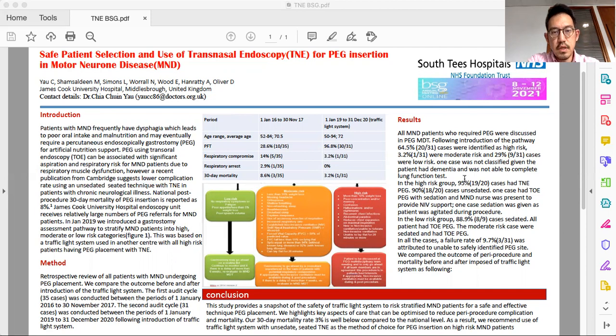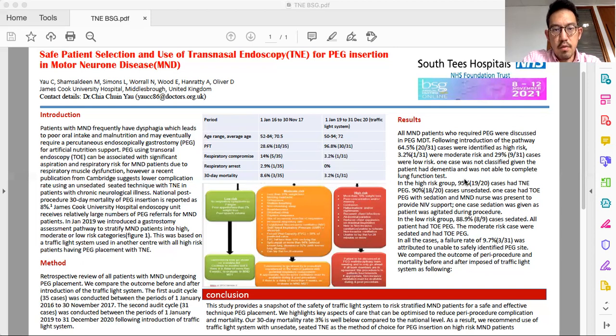In the high-risk group, 95% of the patients had TNE PEG insertion, with 90% of cases unsedated. One case had transoral PEG with sedation, and an MND nurse was present to provide NIV support. All the moderate and low risk group had transoral endoscopy, and most of them were sedated. In all the cases, a failure rate of 9.7% was attributed to being unable to safely identify the PEG site.